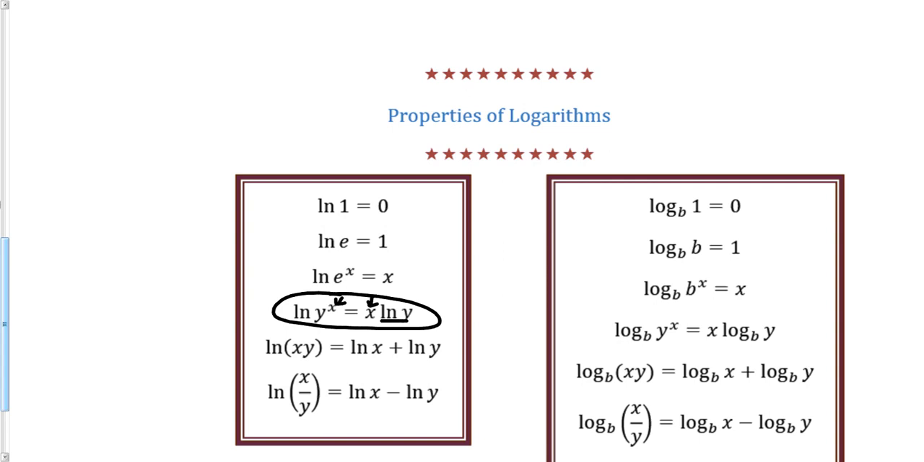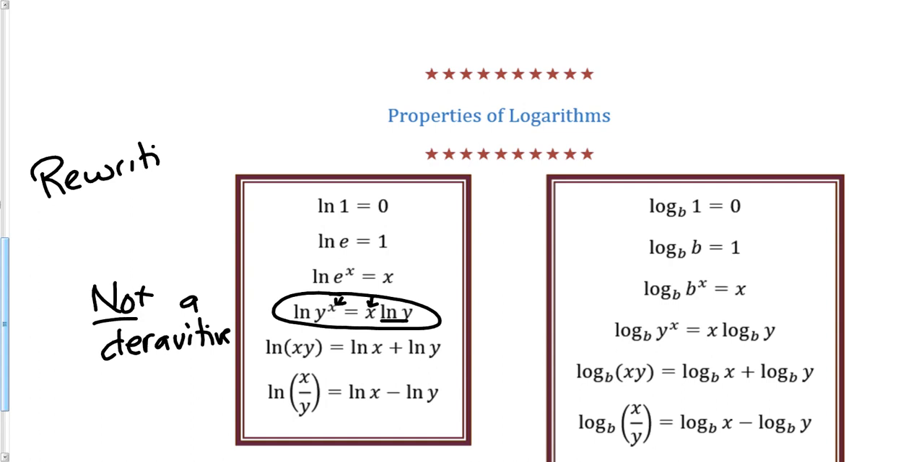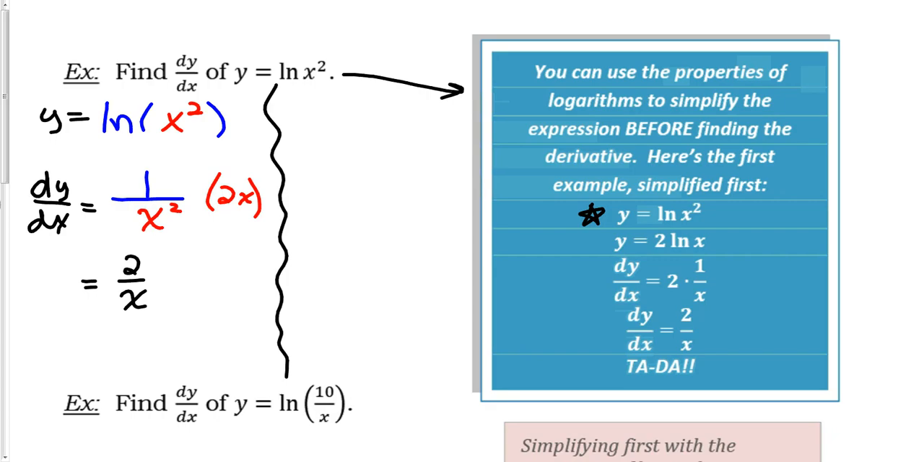That's not taking a derivative. It is not taking a derivative. It's just rewriting, okay? A lot of people think once they've used the log rule, they've actually found a derivative. This is not a derivative. Back to the problem we were on.